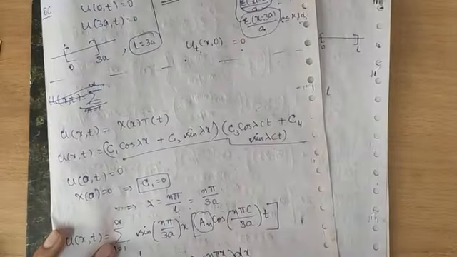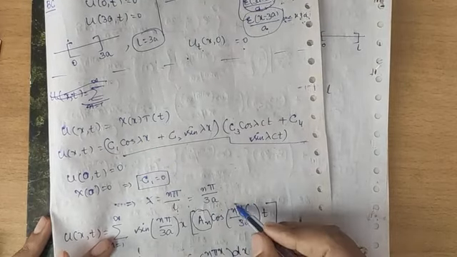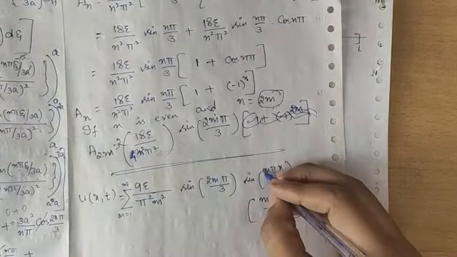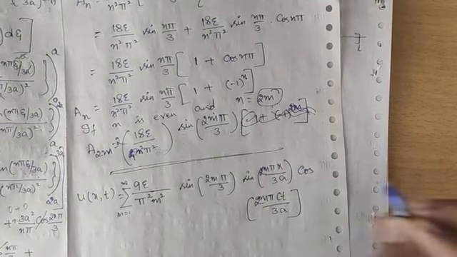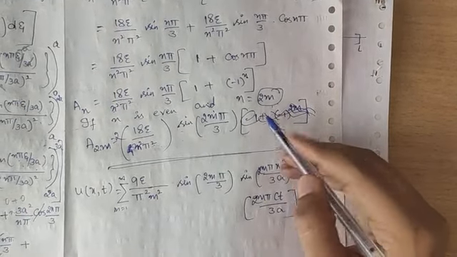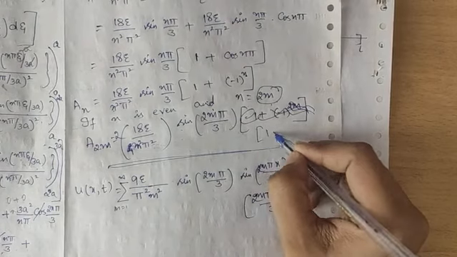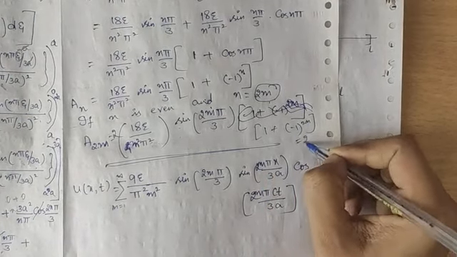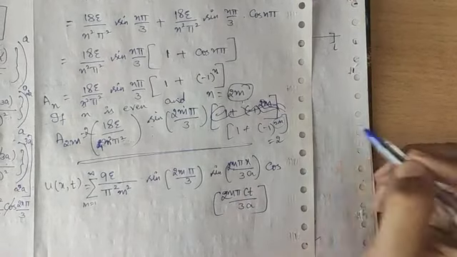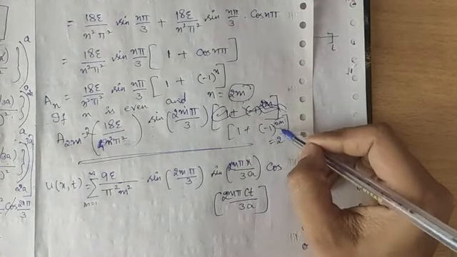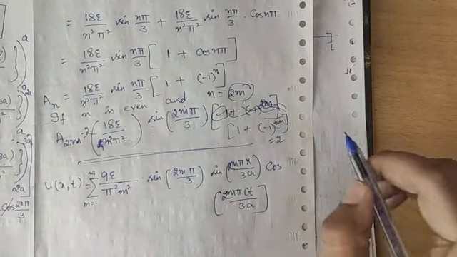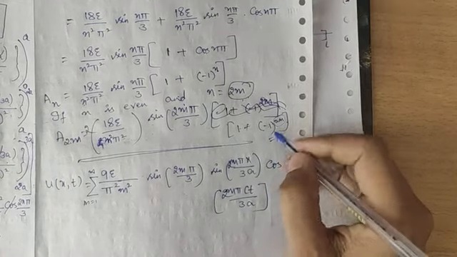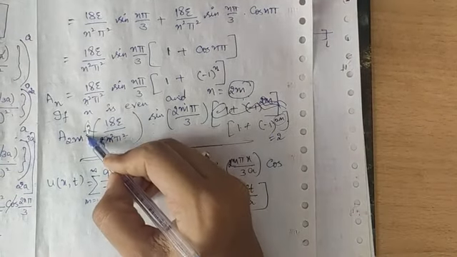Here also you should substitute in the place of n. You have to substitute 2m. Okay. So this 1 plus minus 1 power 2m becomes 2, because 2m is even. So minus 1 power 2 means it is plus 1. Plus 1 plus 1 will give you 2. That 2 I have written here.